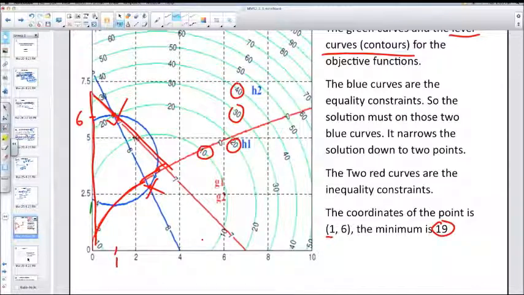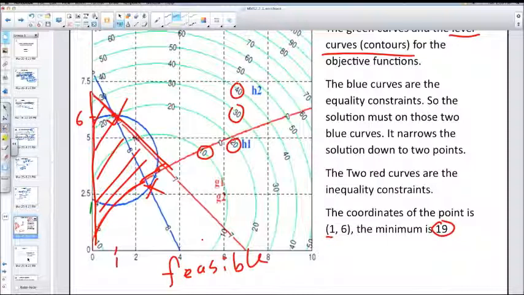Okay, that is very intuitive, right? You have the constraint equations, which give you the points and the lines, and the constraint inequalities basically give you those kind of physical domain, the feasible domain. And then you use this contour curve to find the minimum.